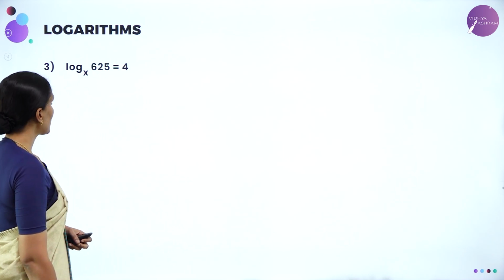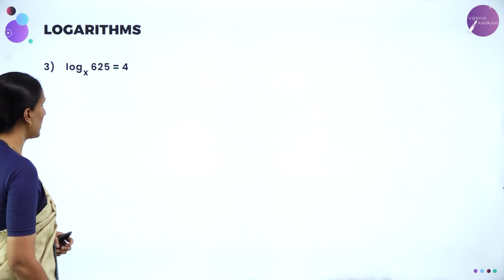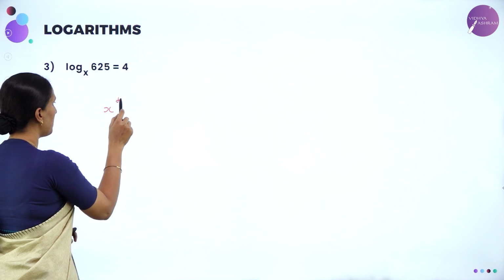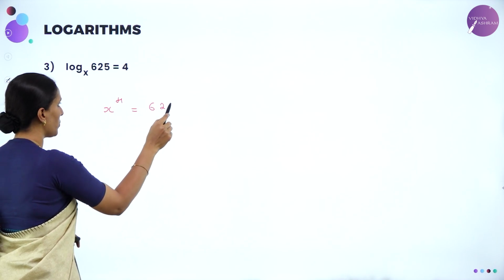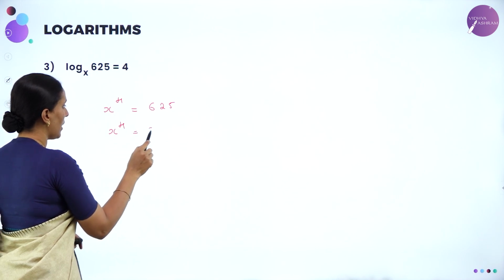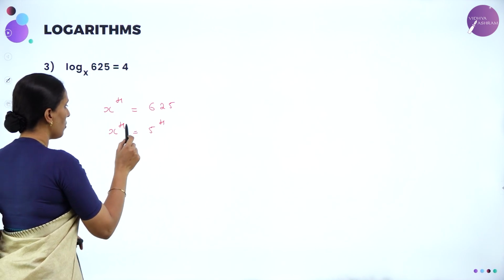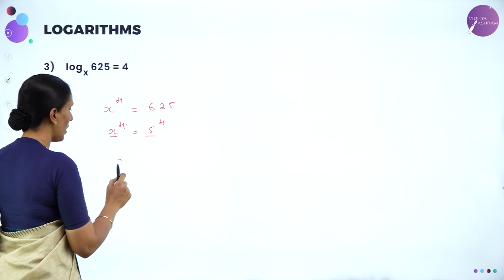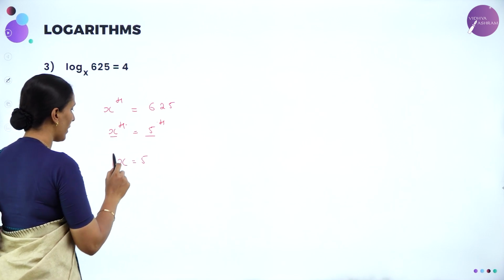Next. Log 625 to base x is equal to 4. Let us convert this into exponential form. We will get x power 4 is equal to 625. We know that 625 can be written as 5 to the power 4. Now since the powers are the same, we can equate the bases. So therefore x is equal to 5.